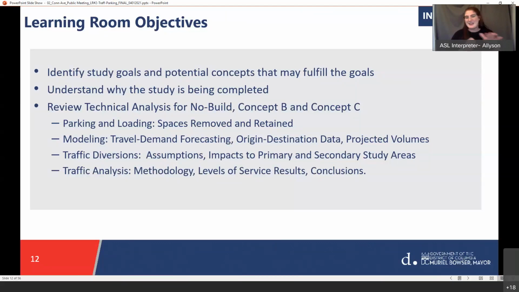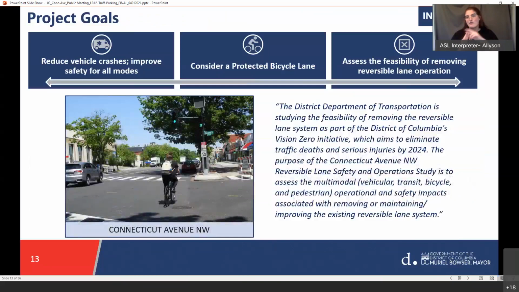In terms of project goals, they're threefold. One, to reduce vehicle crashes and improve safety for all users. Two, to consider a protected bicycle facility. And three, to assess the feasibility of removing reversible lane operations.